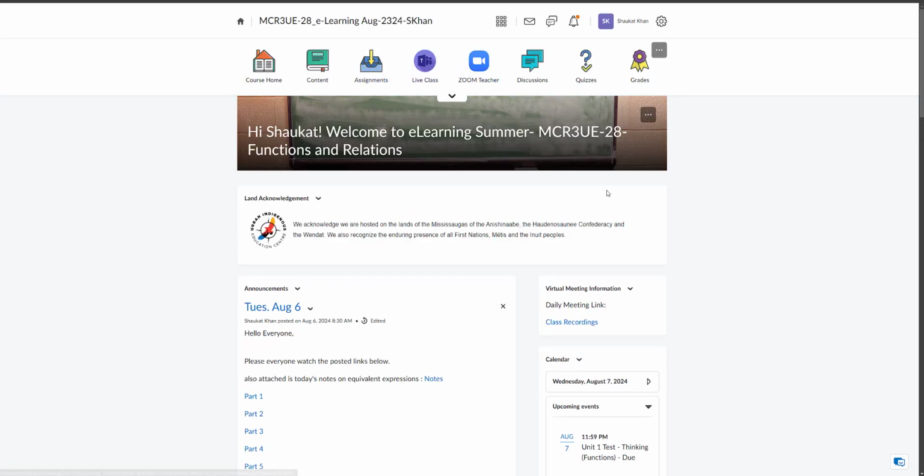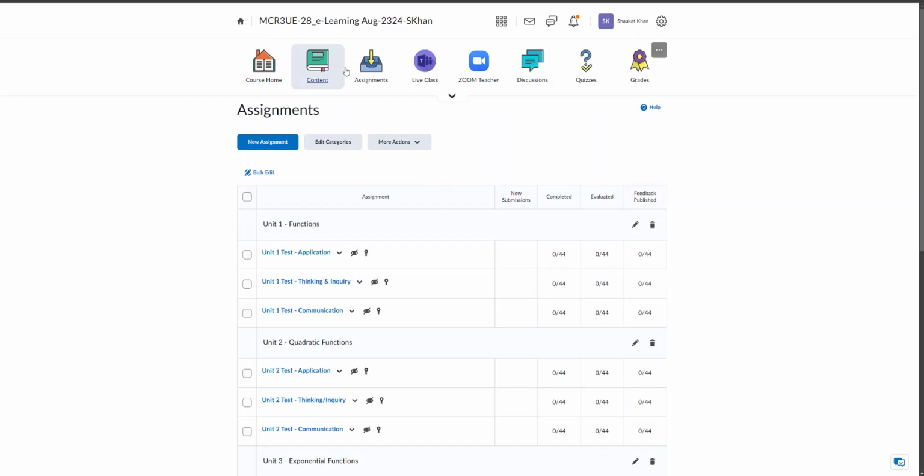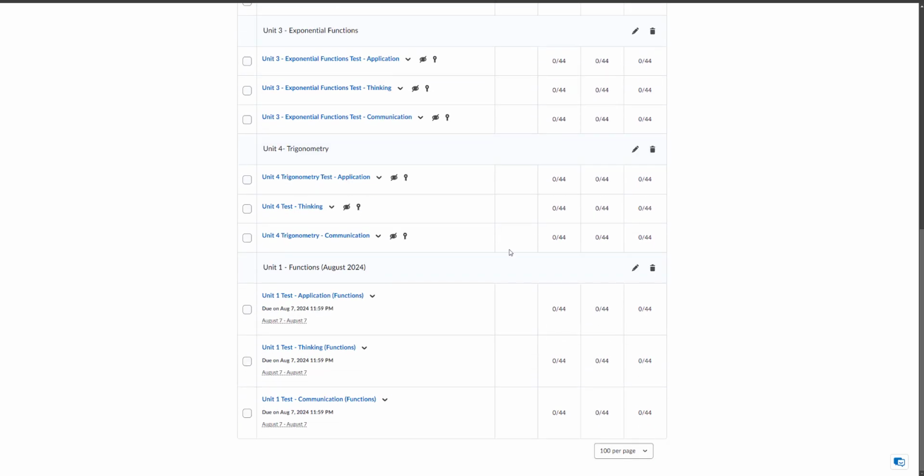So let's take a look over here. If you look under the assignment section, you will see that only one test is available for you to see, so there shouldn't be any confusion. It is Unit 1 Functions, August 2024, and there's 3 sections. There's an application section, a thinking section, and a communication section. How long do you have for the test?